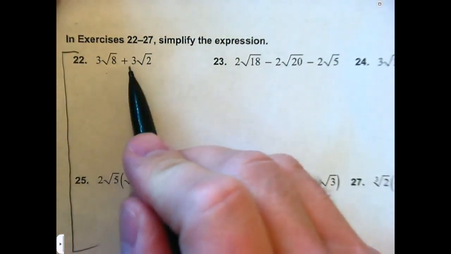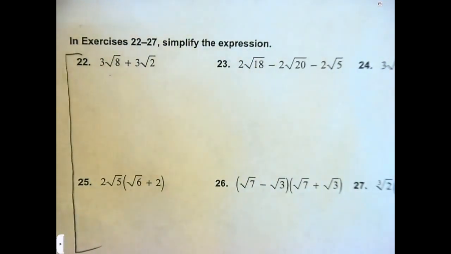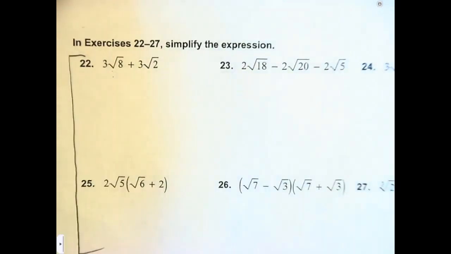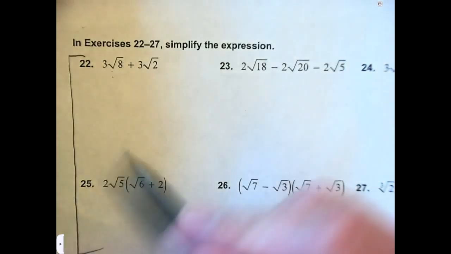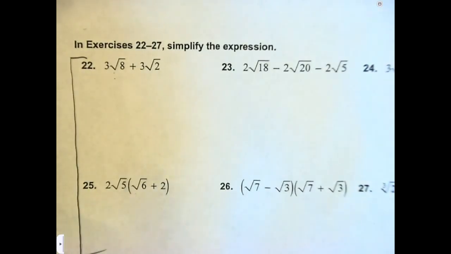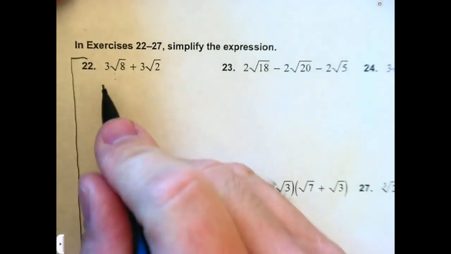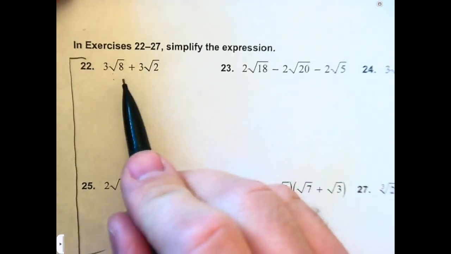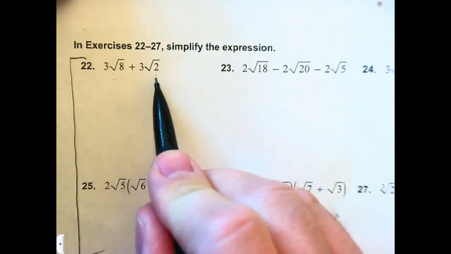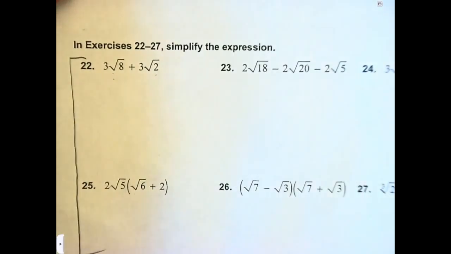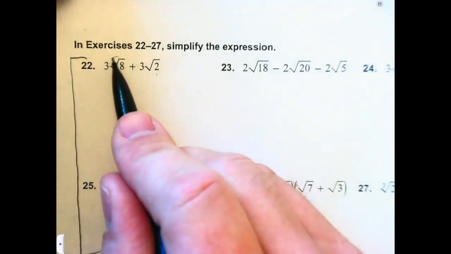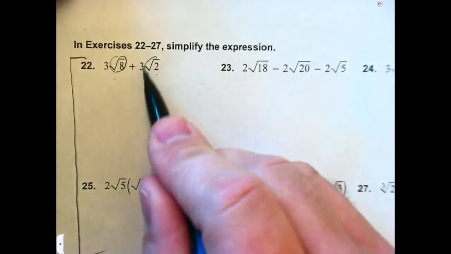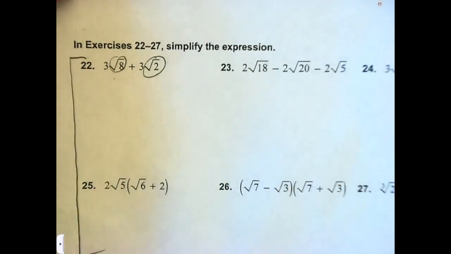Oh, there you go. All right. So 3 root 8s and 3 root 2s. You're adding 3 root 8s and 3 root 2s. Are you adding the same thing together? Now, like if I gave you 3 pennies and 3 quarters, are you adding the same thing together? No. You are not. You have 3 of these, and you have 3 of these. You cannot combine those because they are different things.